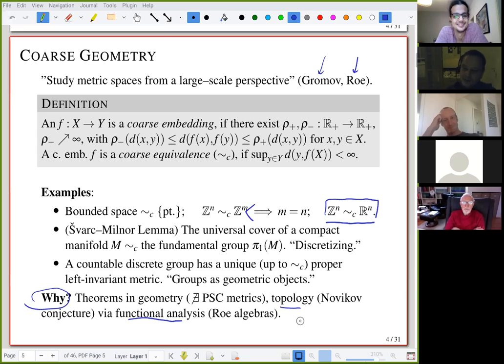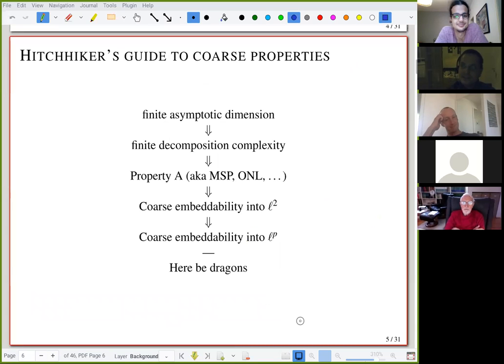Okay, so what's this functional analytic thing? Oh yeah, before we get there, let me list pretty much all the coarse geometric properties that exist right now, and they are all nicely ordered, more or less. Some of them have different names, but this is the picture. Some of them will come up later on when I talk about results, where I have to assume some coarse geometric property of the space. Some of them don't, but just so that you have a picture. There's the notion of asymptotic dimension, which says Z^n has asymptotic dimension n. Then there's a more general notion of finite decomposition complexity.